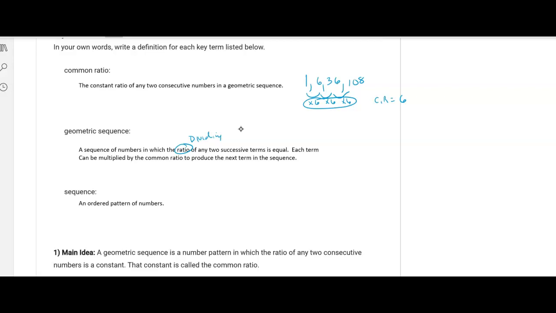So up here, like 1, 6, 36, 108, another geometric sequence that you might see is 3, 6, 12, 24, 48. Each time, if I do 6 divided by 3, I get 2. 12 divided by 6 is 2. 24 divided by 12 is 2. Or I can look at it as multiplying by 2 each time.